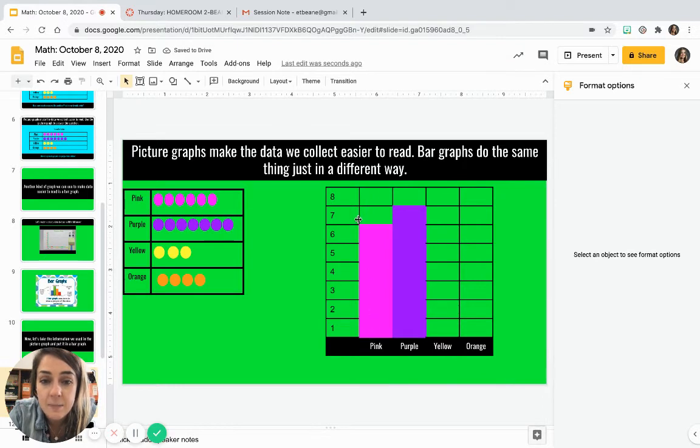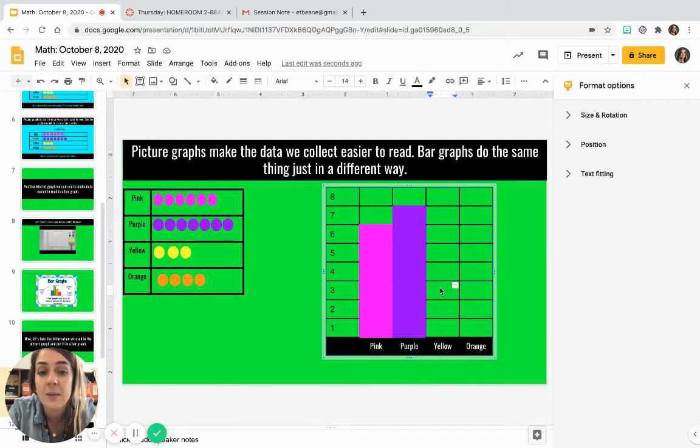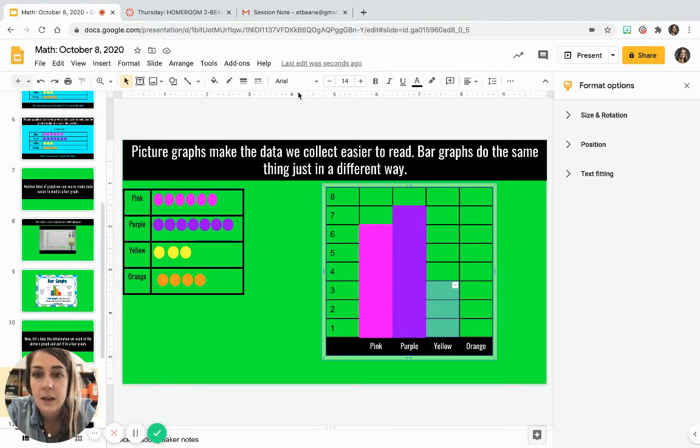So far I have pink, purple. Now I need to do my yellow. How many people said that yellow was their favorite color? I see 1, 2, 3. So I'm going to do the same thing. I'm going to fill in 3 boxes. Okay, yellow.